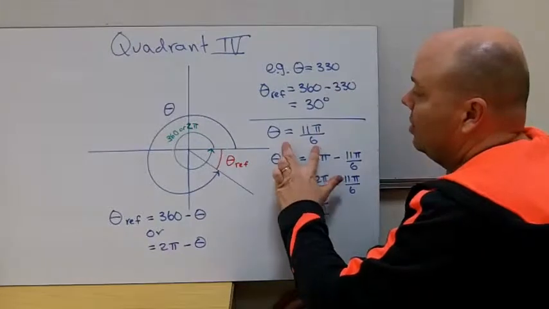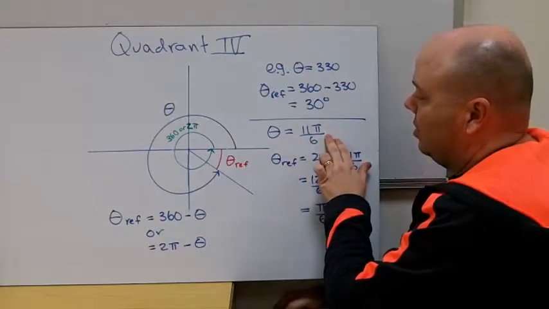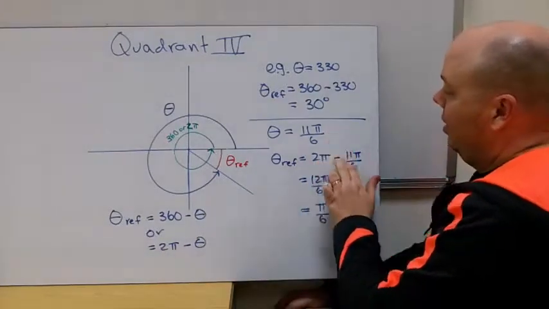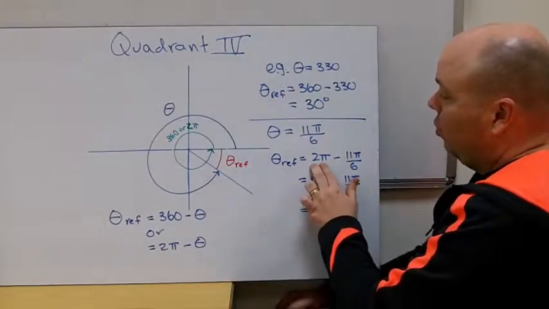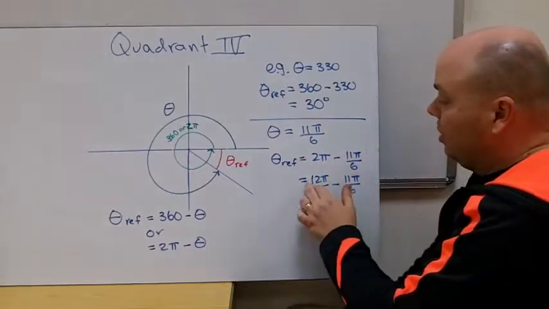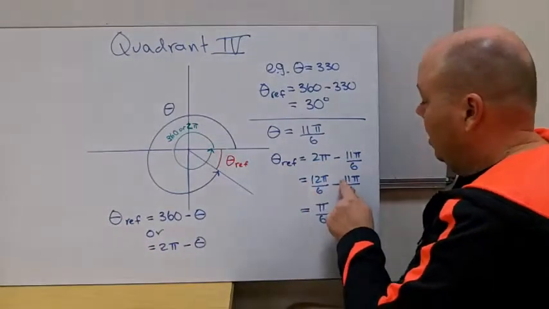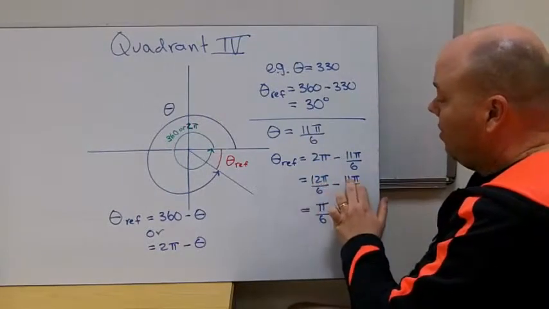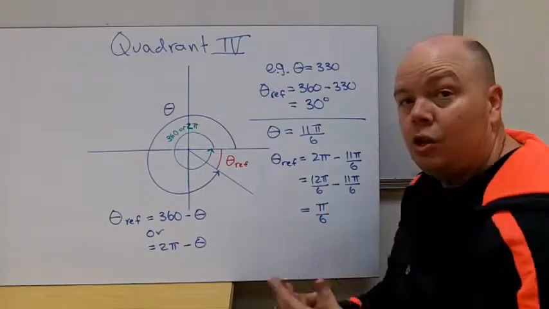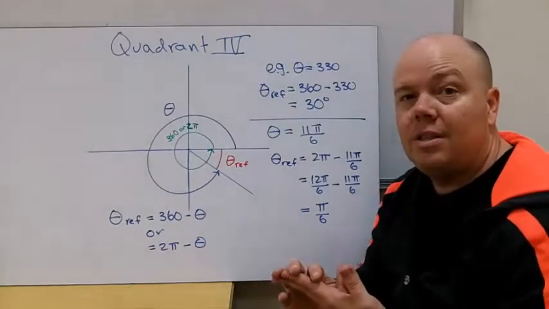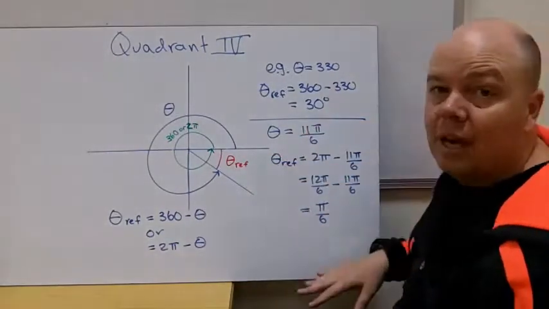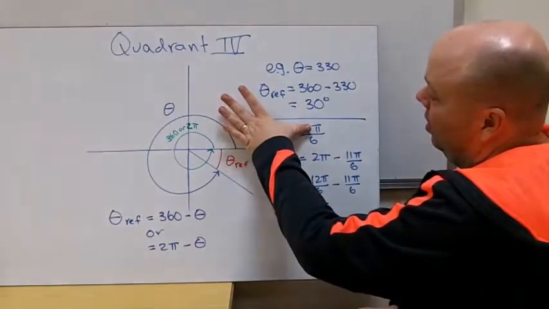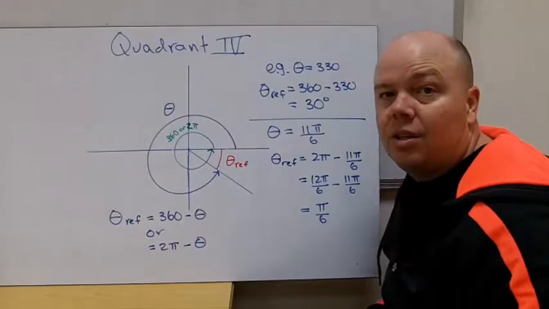If I'm in radians, theta is equal to 11 pi over 6. Theta reference then is equal to 2 pi minus theta. 2 pi with a common denominator of 6 would be 12 pi over 6. Subtracting, 12 pi minus 11 pi is pi over 6. You should have recognized from the last 3 slides that the reference angle for an angle in radians is very easy. If you cover up the number, pi over 6 is the reference angle.